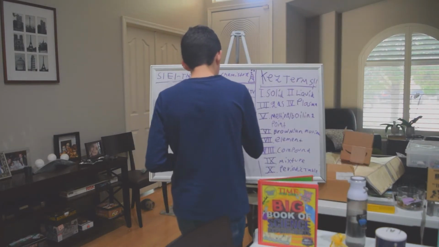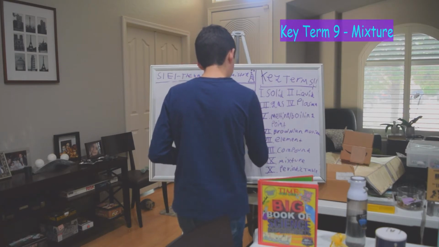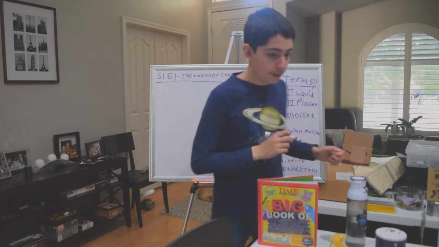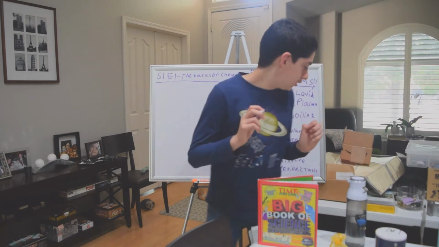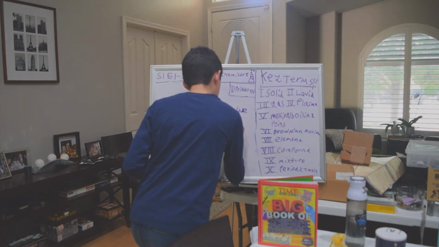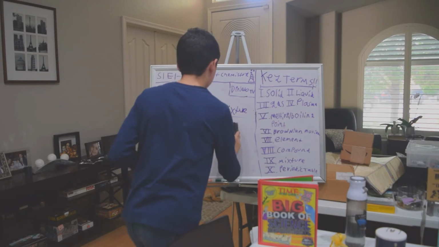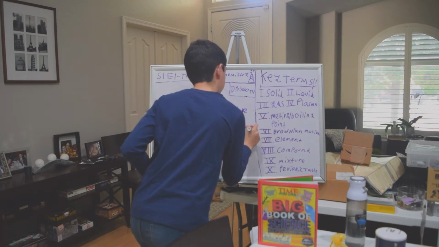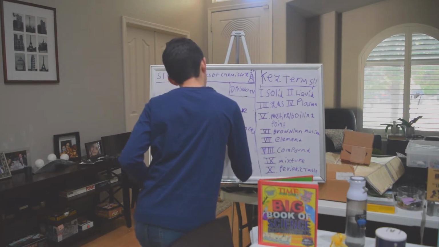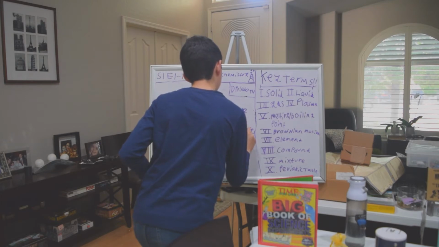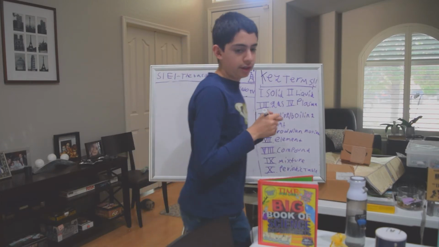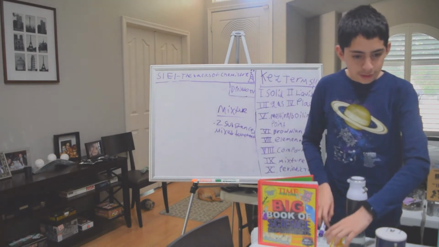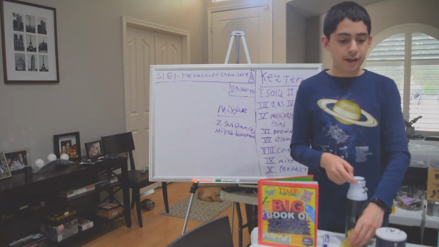Okay, so the next term is mixture. If you think they're like compounds, you are wrong. Compounds and mixtures are very different things. Mixtures are two substances mixed together. They can be separated by physical means, and they cannot be made by chemical reactions.